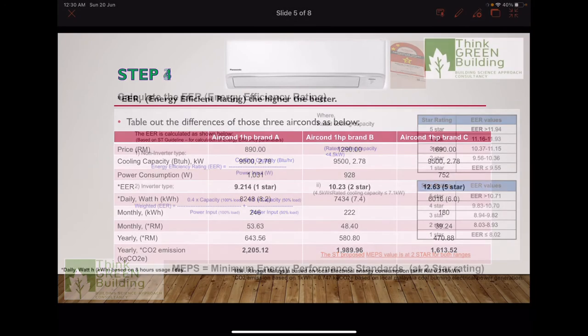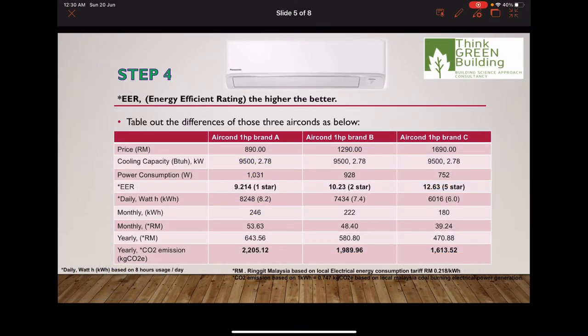Okay, for step number four, based on the energy efficiency rating that has been calculated, we can tabulate the three types of aircon based on the different EER rating: aircon 1 horsepower brand A, brand B, and brand C. First thing first, you tabulate it based on the price, from the cheapest to the highest.